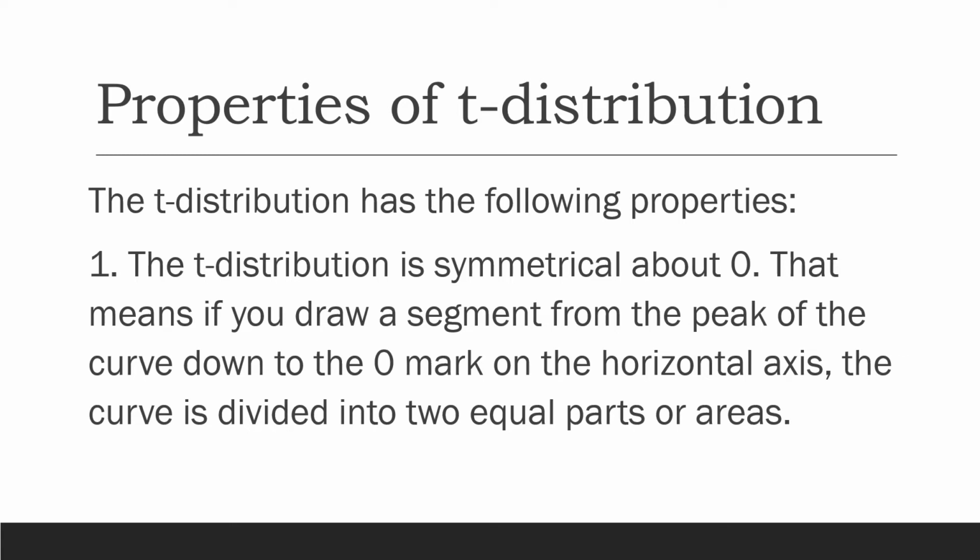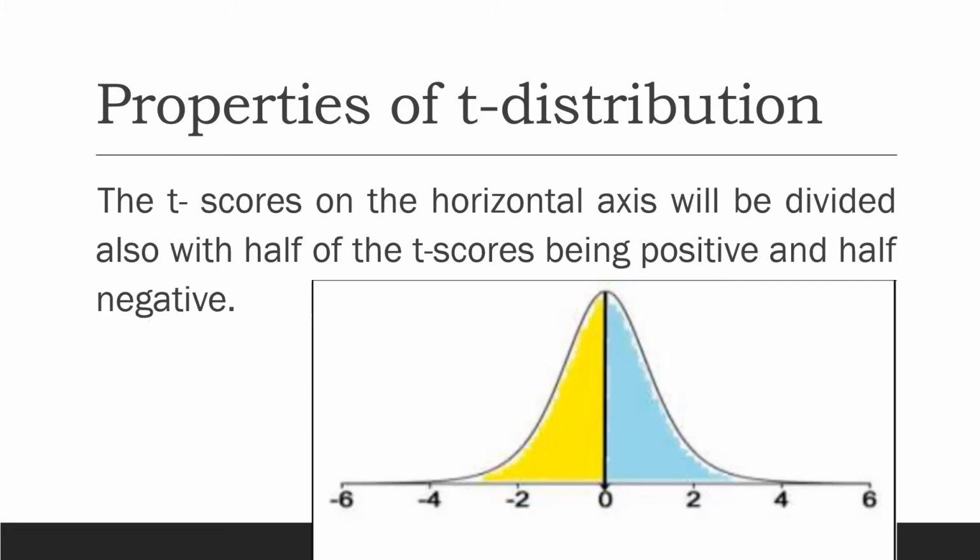So, hello everyone. This will be the second part of our discussion on Student's t-distribution, and we have here the properties of the t-distribution. For the first one, the t-distribution is symmetrical about 0. That means if you draw a segment from the peak of the curve to the 0 mark on the horizontal axis, the curve is divided into two equal parts or areas.